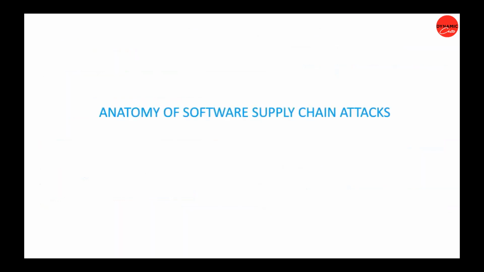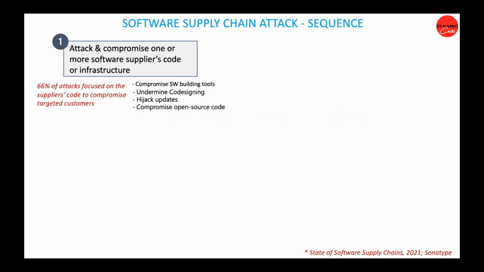Now let's see the attacks part. That's the environment. The anatomy of these attacks. What is the sequence? First we start with the sequence, and then we'll see the vectors, and then we'll see how they can be mitigated. The sequence is very clear. An attacker attacks or compromises one or more suppliers' code. The one in italics in red is what the report says.